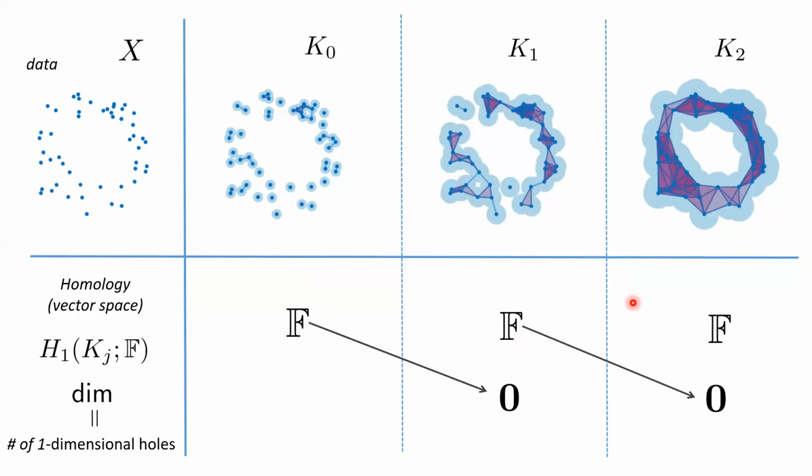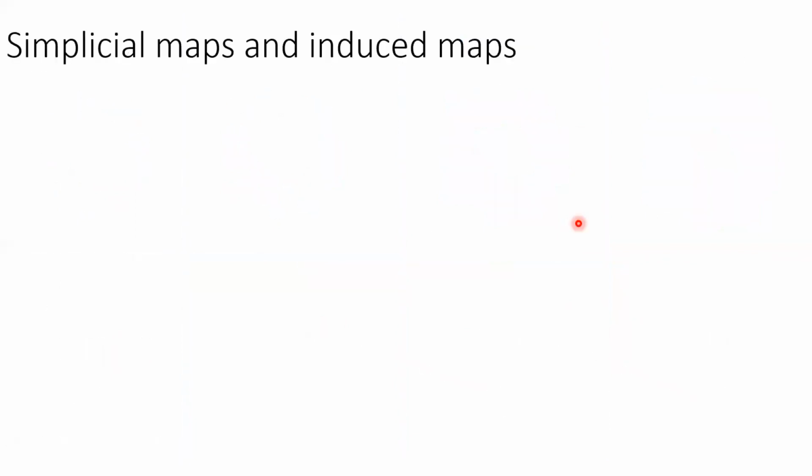One tool that we've already seen when thinking about homology, but with Z coefficients, with integer coefficients, was this idea of simplicial maps and the linear maps that they induce. Over fields, we have the same information. So we have this idea of simplicial maps and induced maps. And again, we're going to mimic exactly the same construction we had before.